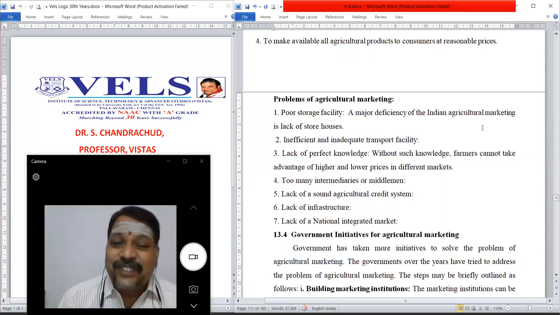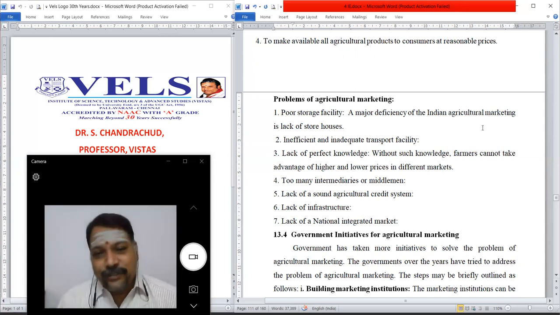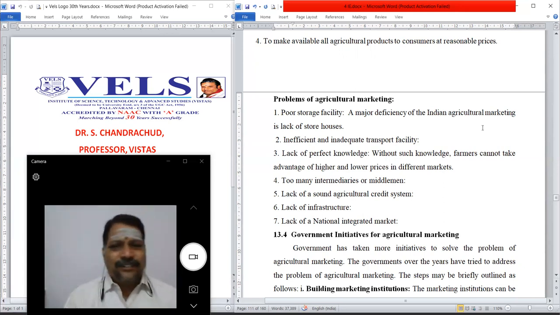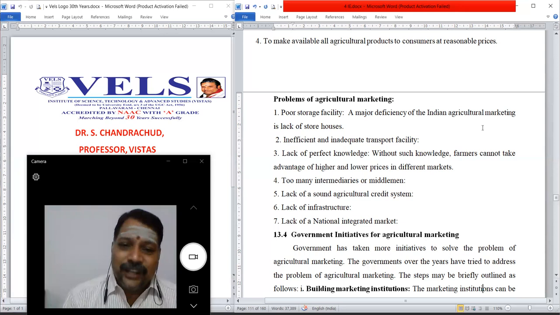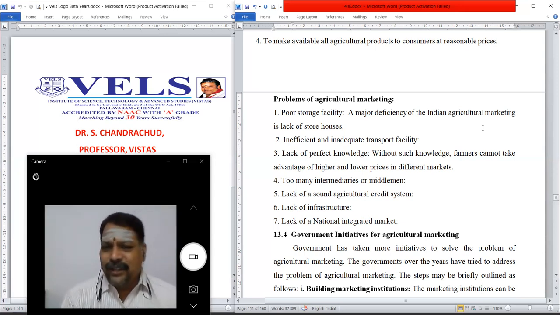The second one is an inefficient and inadequate transport facility. They are producing the required amount, but they are not able to deliver to the required people. Why? Because of poor transportation. Then lack of perfect knowledge. Without such knowledge, the farmer cannot get the advantage of higher and lower prices in differential markets. And the fourth reason for not being able to implement the agriculture marketing system is too many intermediaries or middlemen. Lack of a sound agriculture credit system. Even though they are ready to work, they do not have money with them, so they are not able to continue agriculture. Then one more problem in agriculture marketing is lack of infrastructure, and we do not have any national integrated market for agriculture.